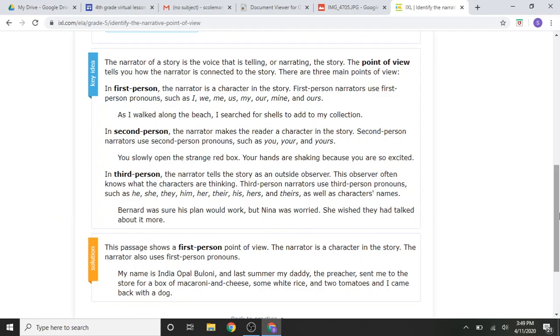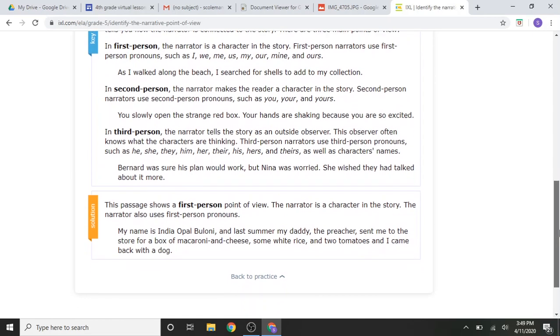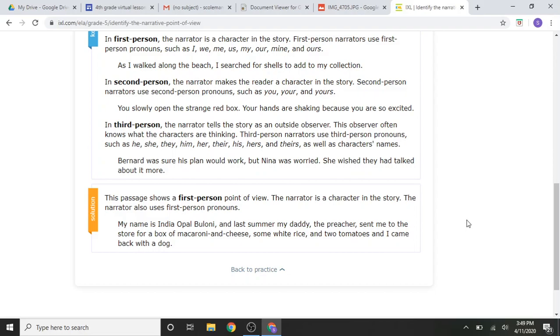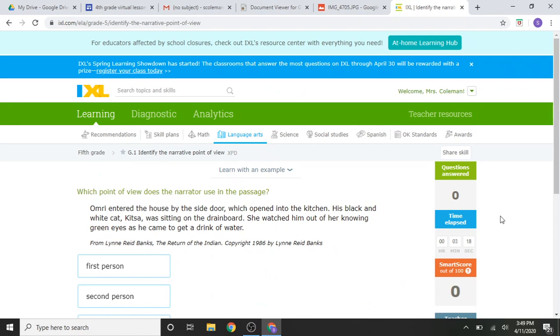Now, in our example question, the passage shows a first person point of view. The narrator is a character in the story. The narrator also uses first person pronouns. We see my, me, I. That tells us that this passage was first person point of view. Now when we finish looking at that, we can go back to practice and actually start answering questions.